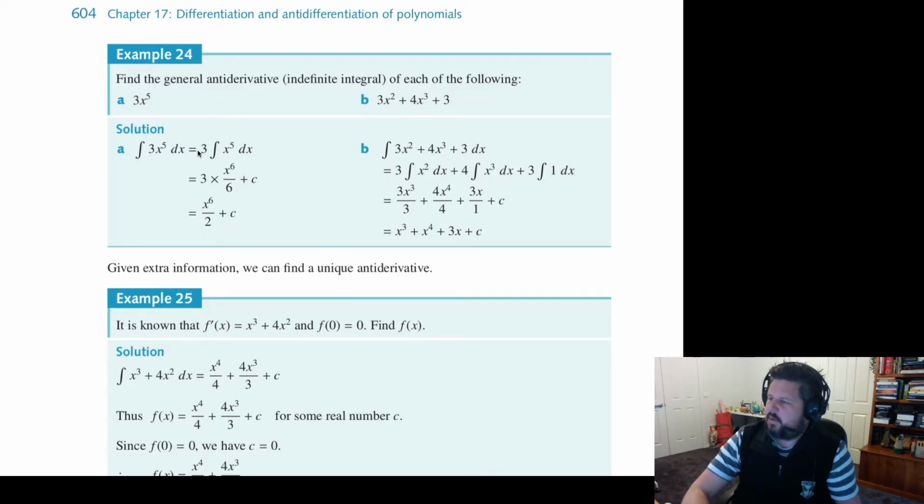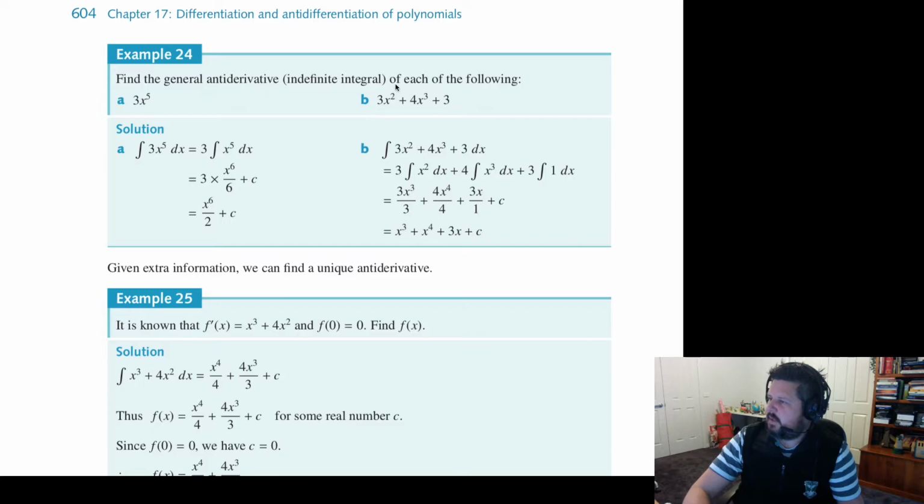Now, whether you do it this way, or you could just say, according to the rule up here, adding 1 to the power, that's 6. So it's going to be x to the power of 6. And then we're going to be doing this number out the front divided by the 6. 3 divided by 6 is 1/2. You can sort of just skip that and jump to there. But it's important to know how that works.